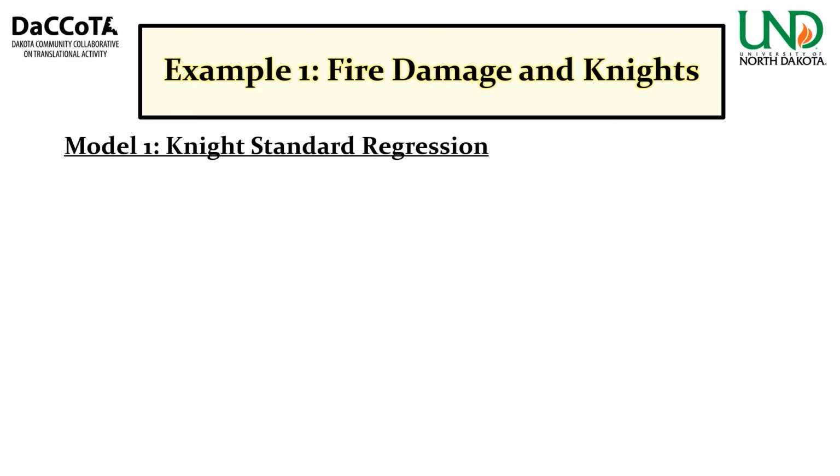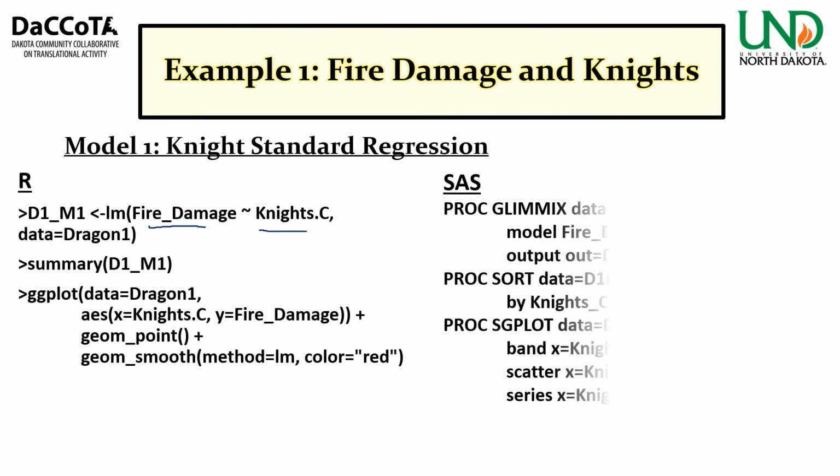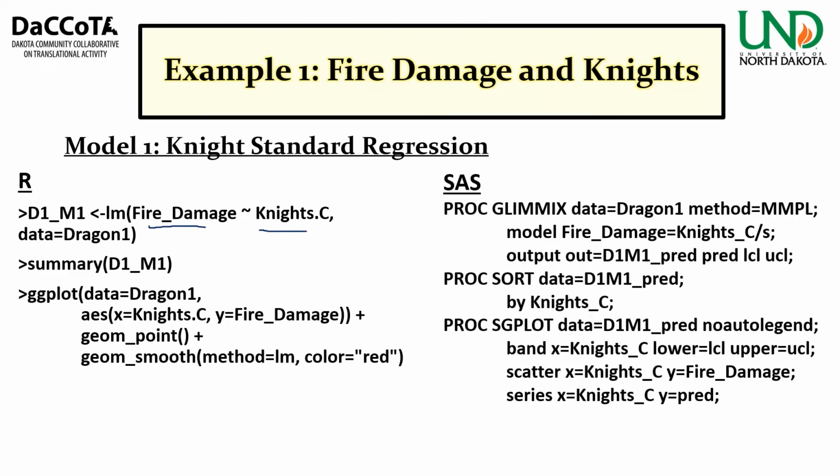So, starting with the unconstrained model or null model, it's just standard regression. In R, fire damage is a function of centered knights. So we'll get summary and plot. I'll do the same for SAS, using PROC GLIMMIX. So the model is fire damage and knights. And I get output for SAS, sort it to get an SG plot, where ggplot here is just from the main data.